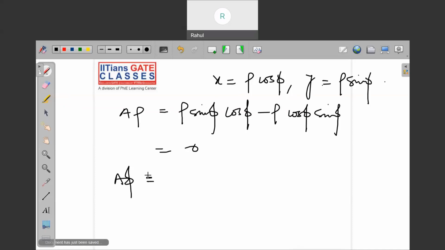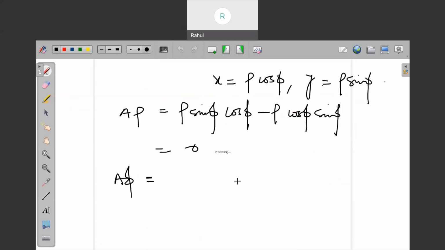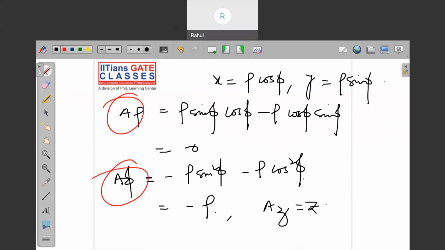And A phi also you can compute. So A phi is going to be what? A phi will be minus y times sin phi minus x times cos phi. So this will be equal to minus something. Directly writing, minus rho sin square phi minus rho cos square phi, so here you will get minus rho, right? And Az is equal to z only. Az equal to z, okay? So now you have got the components. A rho component is 0, A phi is this, and Az is this.